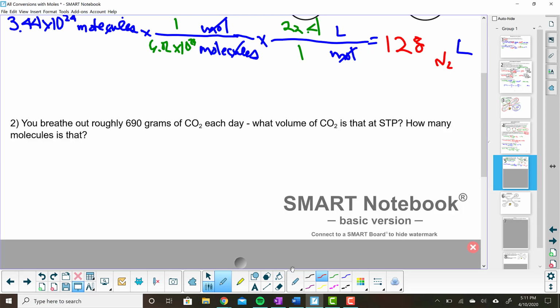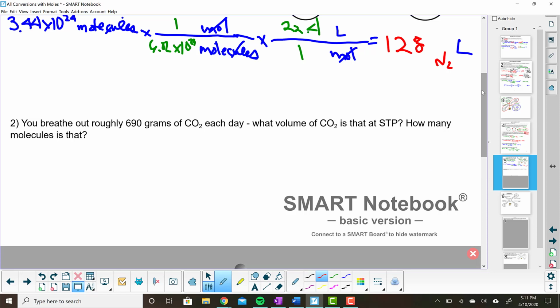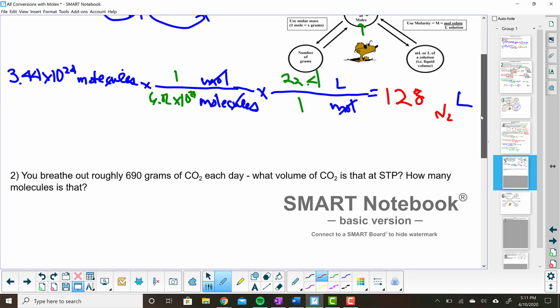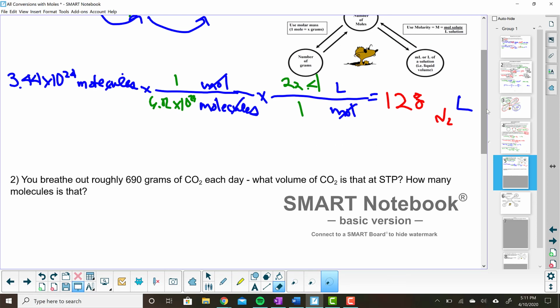And this is why I said you're going to want to have your mole map on your phone or print it out in front of you, because we're going to keep referring back to this. In this new example, I have 690 grams of carbon dioxide. Carbon dioxide is a gas, and I am going to find the volume of that gas at STP. Then I'm also going to find how many molecules that is. So, there's a lot going on in this problem, but let's figure out a path first.